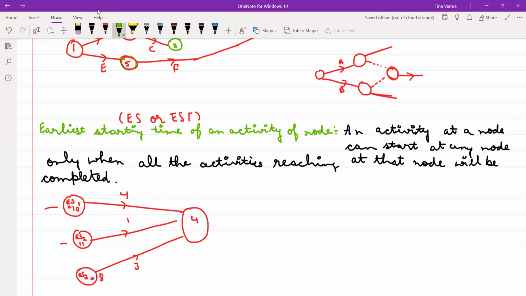So what will be the earliest starting time of your node 4? That means ES4 will be the maximum of: the earliest starting time of event 1 plus the time going from 1 to 4, ES2 plus the time going from 2 to 4, and ES3 plus the time going from 3 to 4.